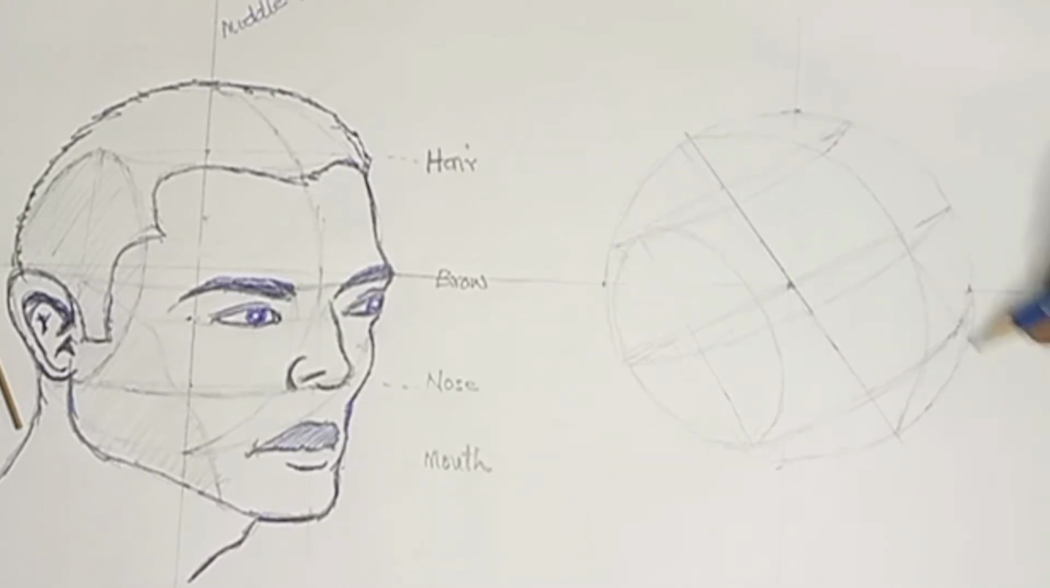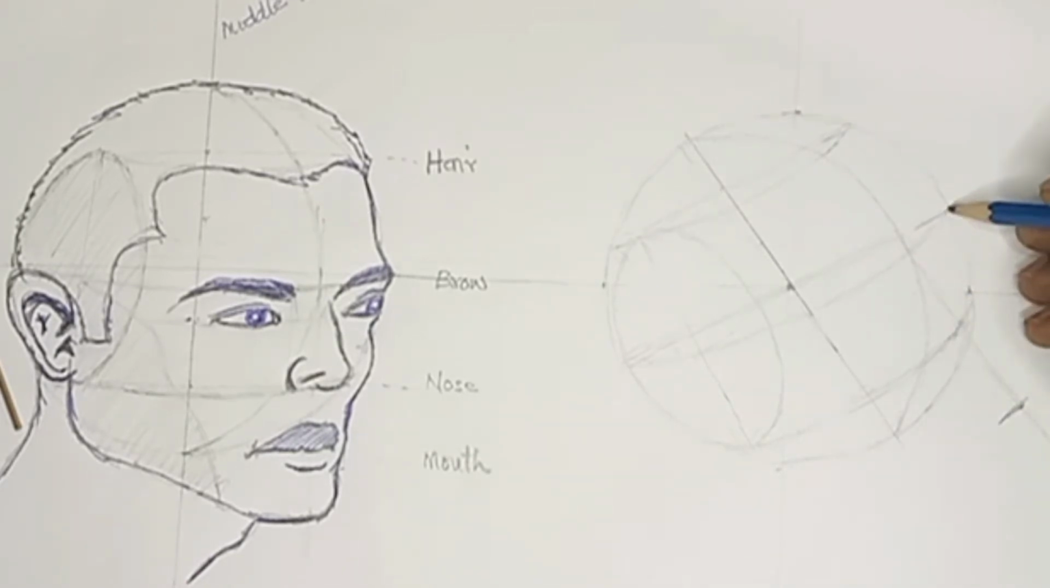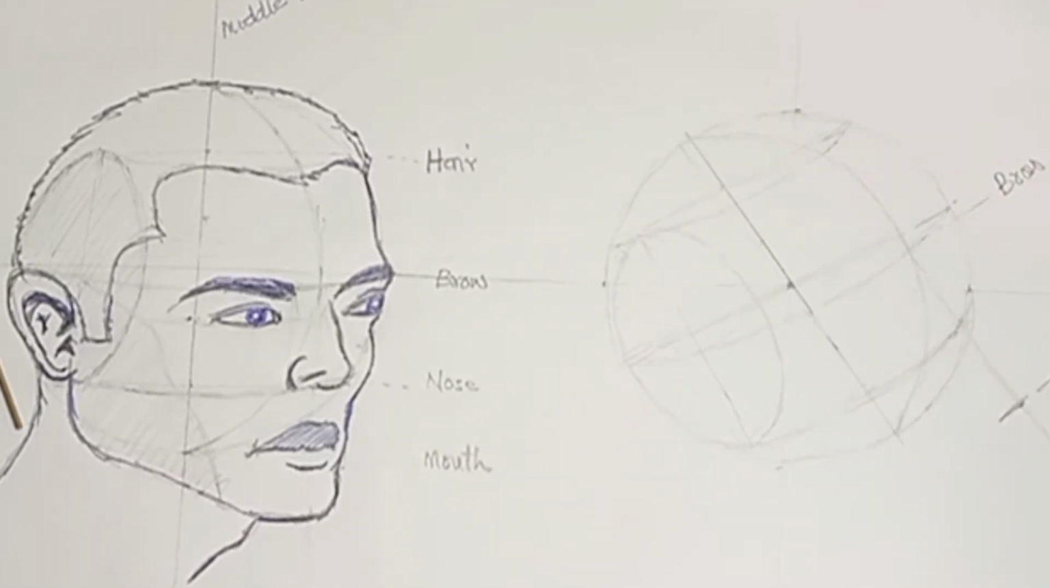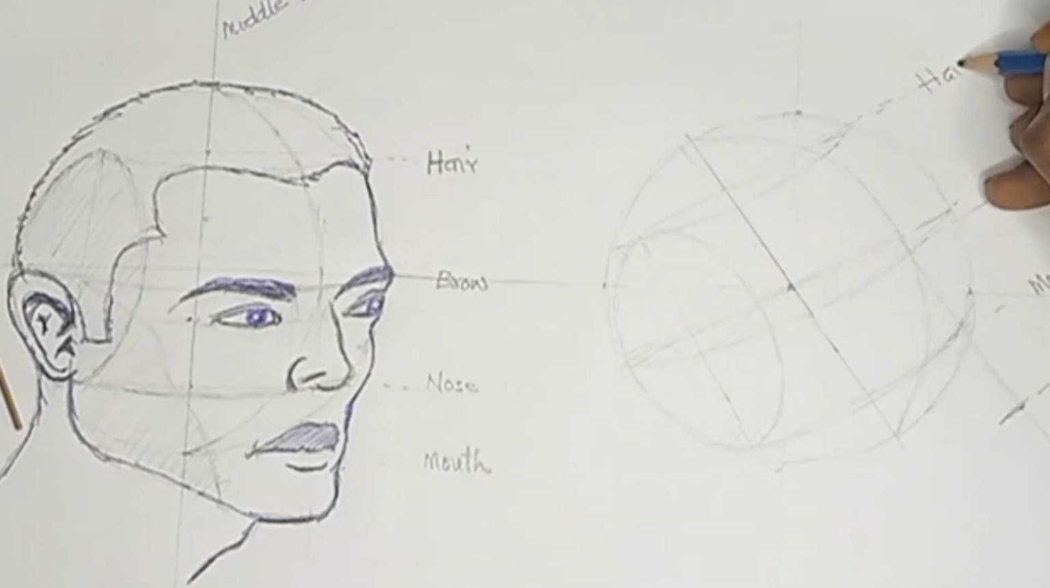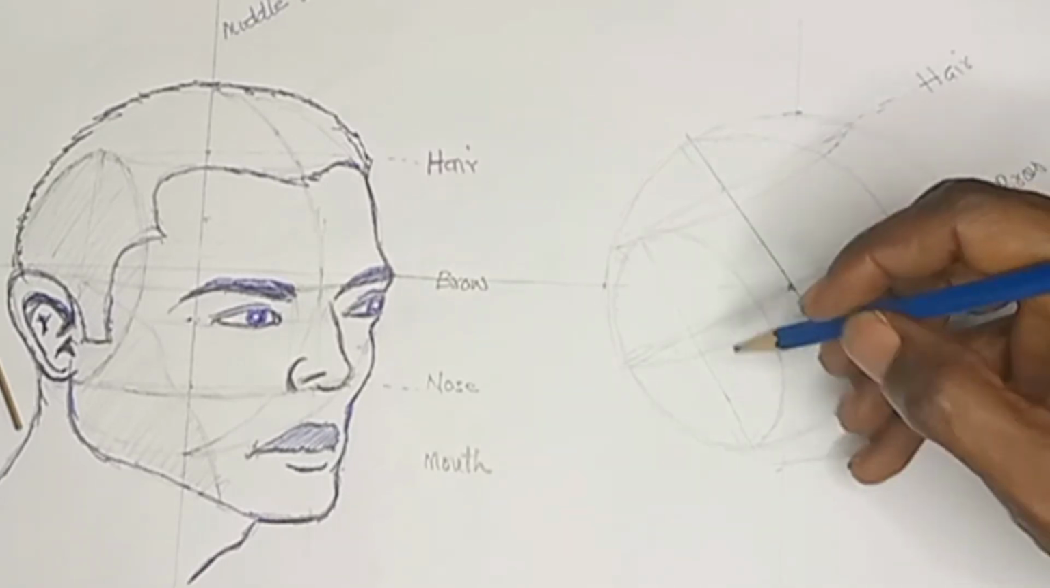So I'm extending this line to be parallel with the middle line, the axis, to get the position of the mouth, nose, and chin. As you can see, it's not different from the first one, the same procedure. Hair, brow, nose, mouth.